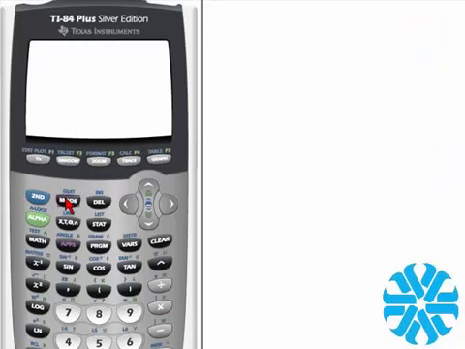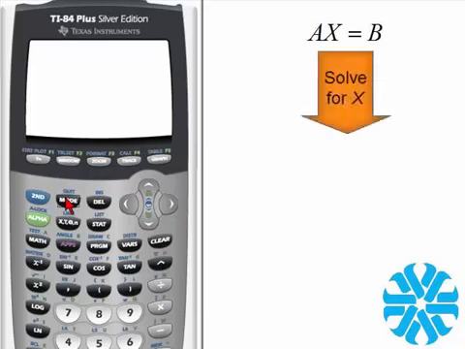So what we're going to do now is use the matrix equation A times x is equal to b. We're going to solve for x, which says that x is equal to A inverse b. So once we solve for the variable matrix x, we will be able to find our solutions to the system of equations. So let's go ahead and take A inverse.